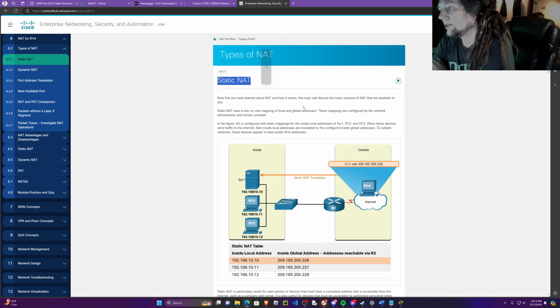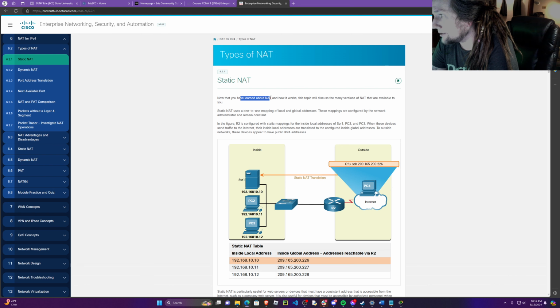So now that you've learned about the basics of NAT and how it works, this topic will discuss the many versions of NAT that are available to you. Static NAT uses a one-to-one mapping of local and global addresses. These mappings are configured by the network administrator and remain constant.